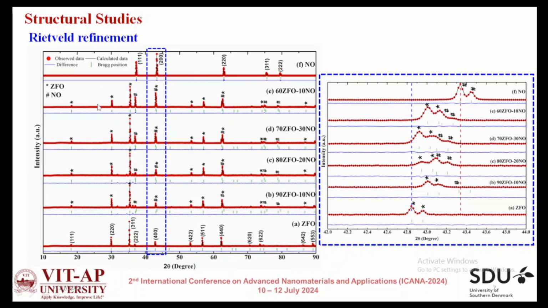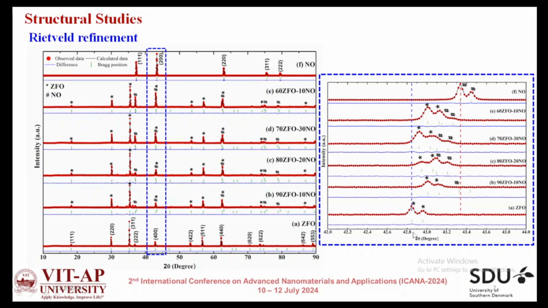The refined patterns of the composite show peaks arising from both the ZFO and NiO phases. We didn't find any secondary phases. It means that our composite structure contains only two phases, ZFO and NiO. If you look at this magnified view of the reflections 400 and 200, the asterisk mark corresponds to the ZFO phase, and the hash mark corresponds to the NiO phase.